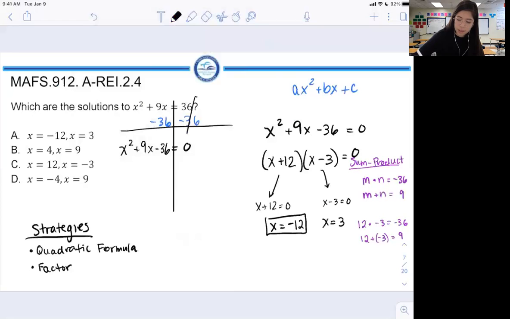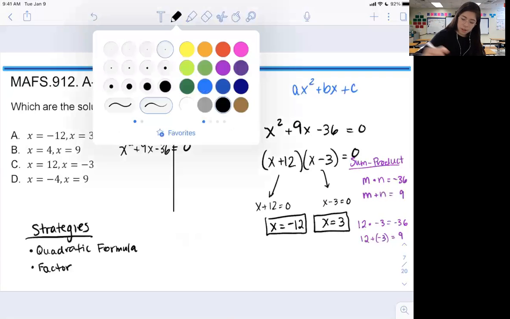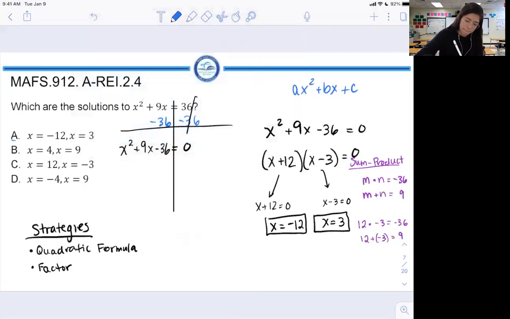So those are my zeros. Those are my factors. Those are my solutions. All of those words mean the same thing. So my answer is A. Questions about the sum product method or factoring?